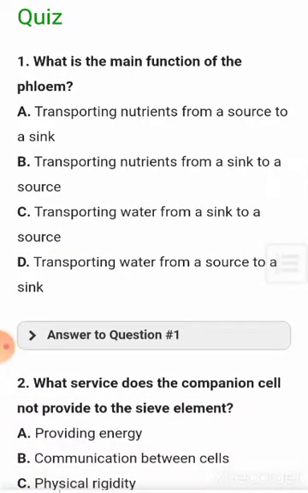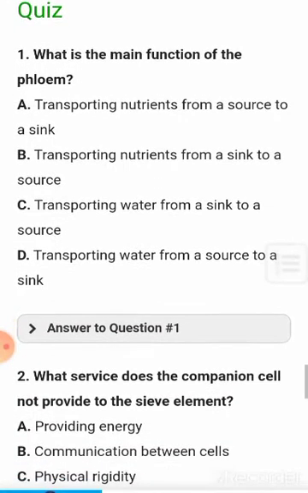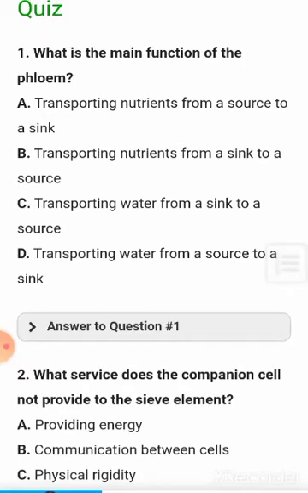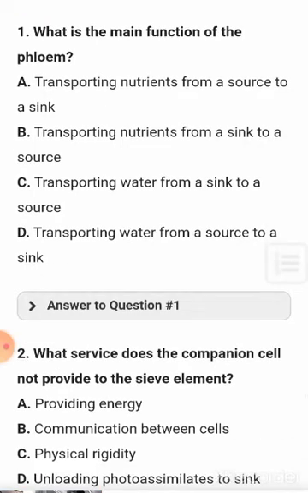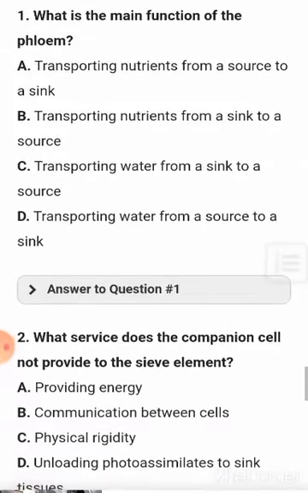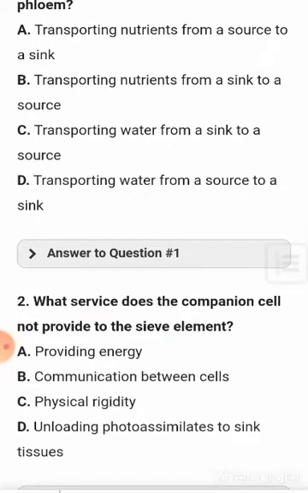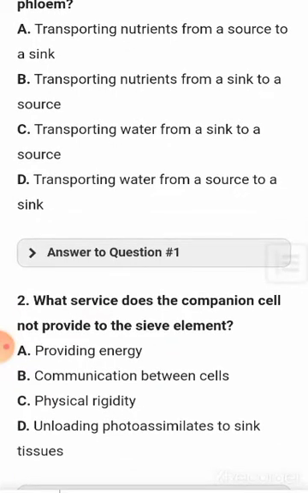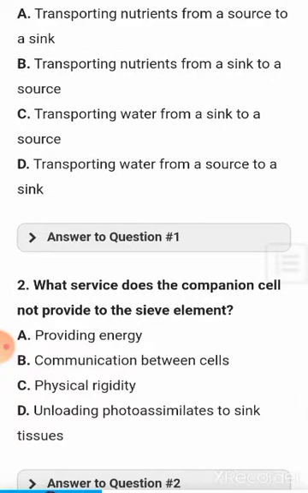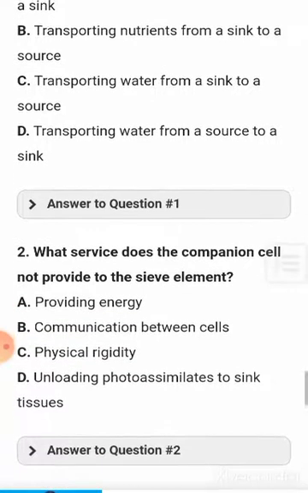What is the main function of the phloem? Options: transporting nutrients from a source to a sink, transporting nutrients from a sink to a source, transporting water from a sink to a source, or transporting water from a source to a sink.